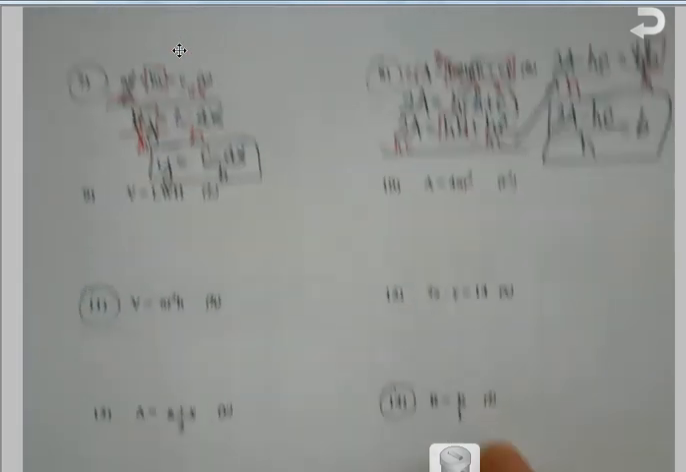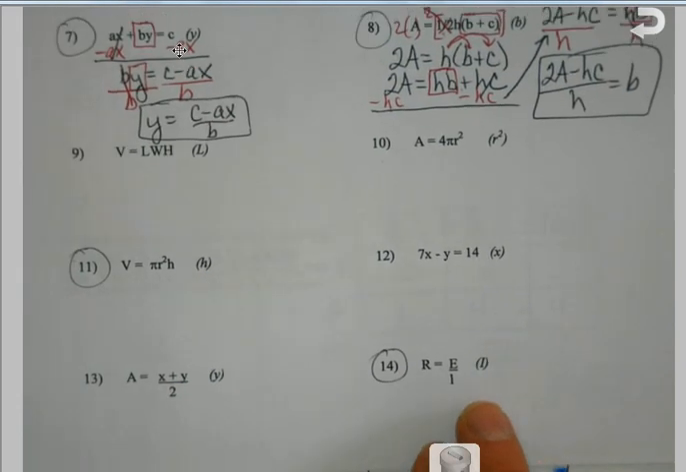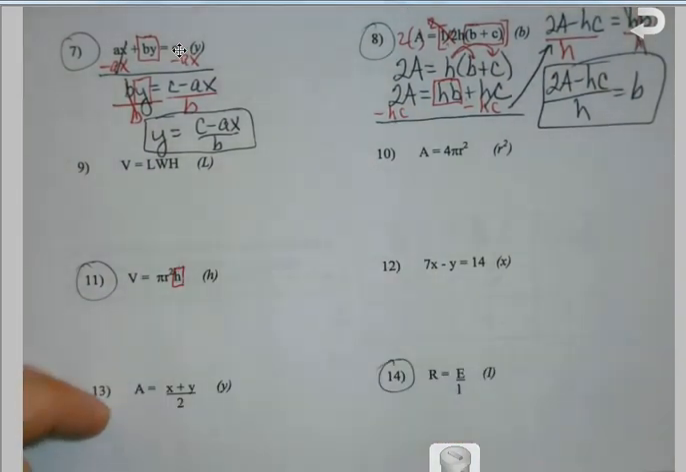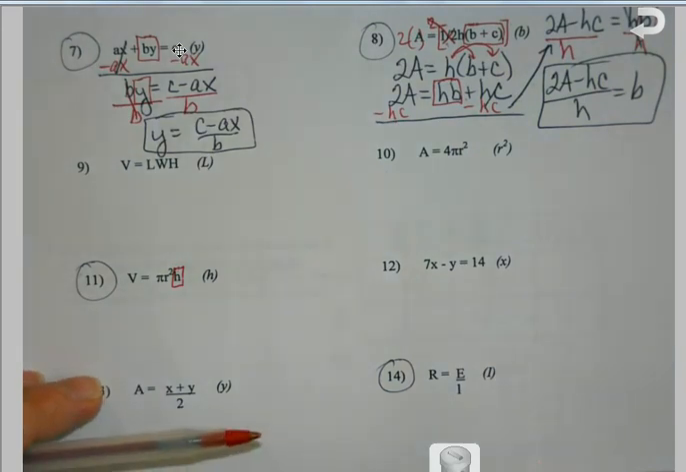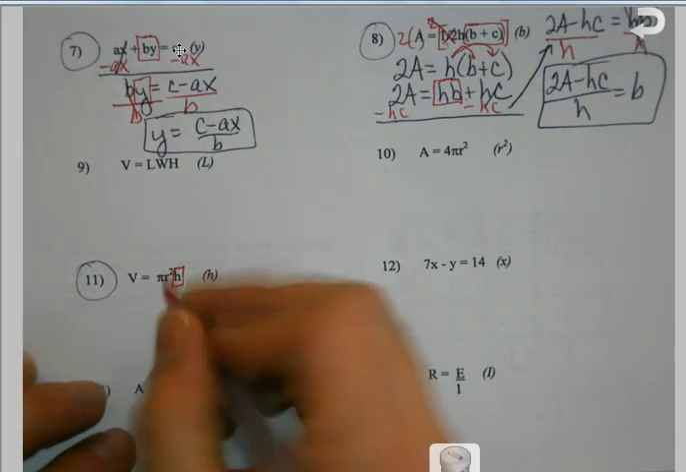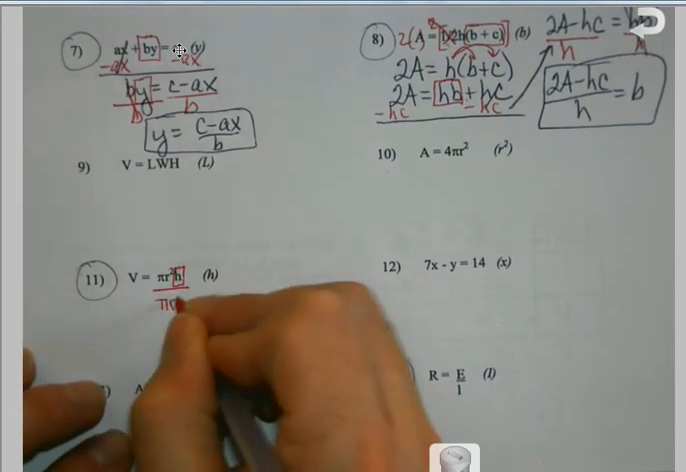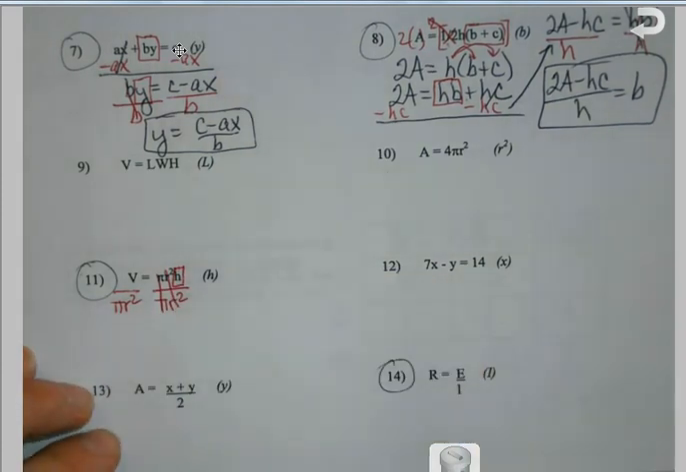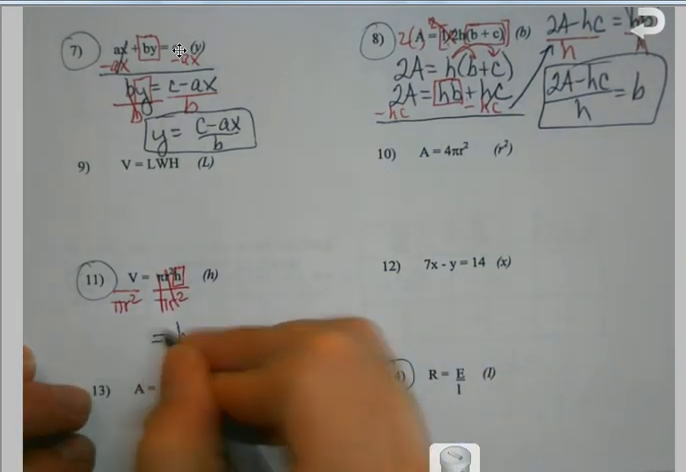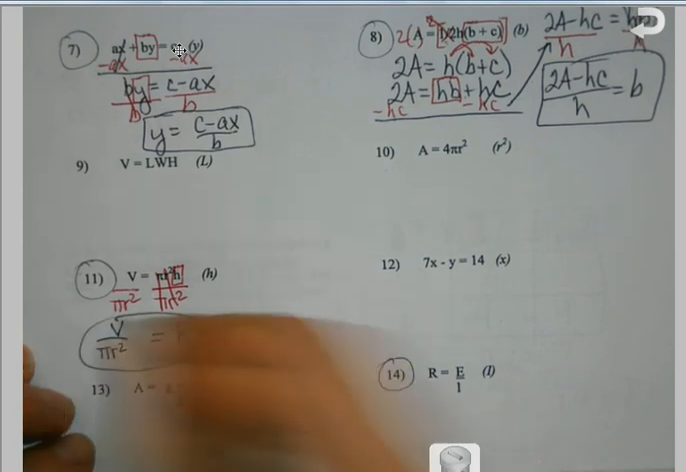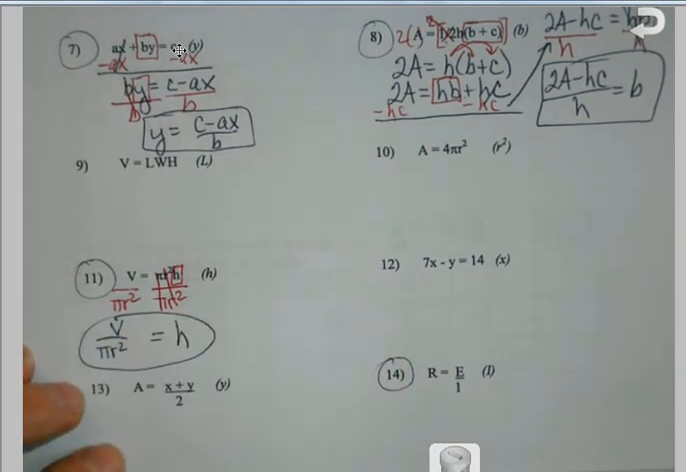So our last couple down here. Again, my goal is to get h alone. Right now I'm multiplying it by pi r squared. So how do I undo multiply? Divide. And it's going to be one step and I'm going to be done. Because I can divide by more than one thing at a time. And I'm set. Kind of like that one.